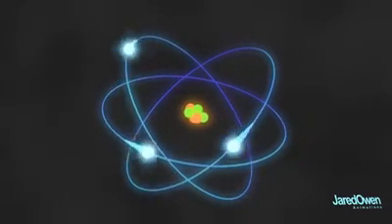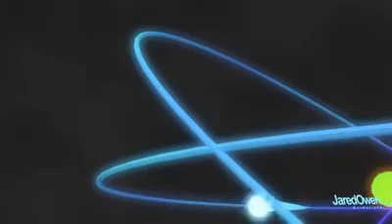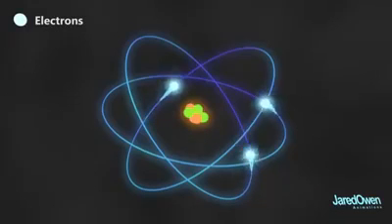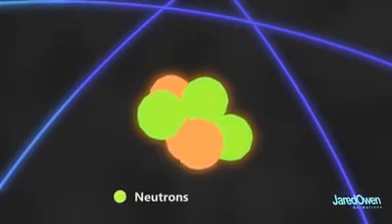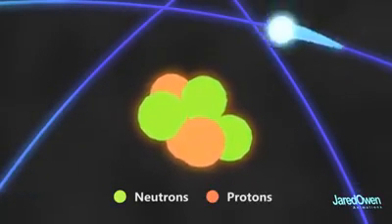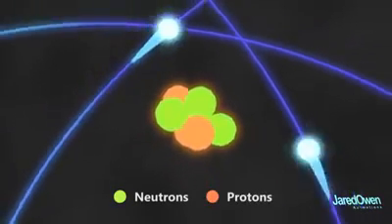When you think of an atom, you probably picture something like this. On the outside, you've got electrons that have a negative charge. In the middle is the nucleus. It's made of neutrons, which have no charge, and protons, which have a positive charge.